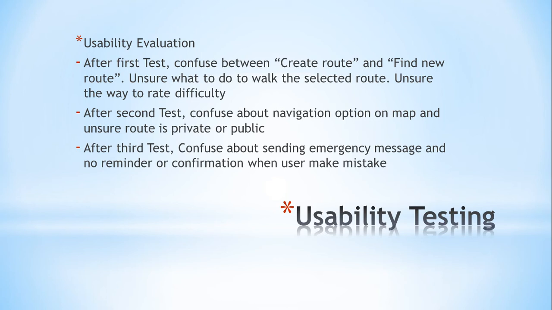After the second test, tester was confused about navigation on the map and unsure whether their route is private or public. After the third test, user had difficulty to choose which person to send emergency messages and difficulty when making the error.